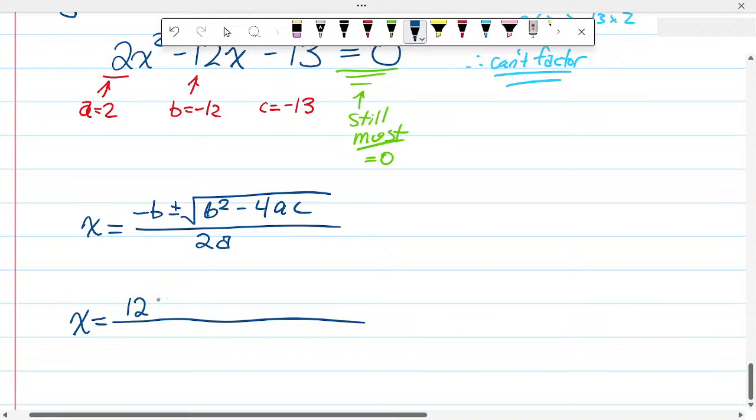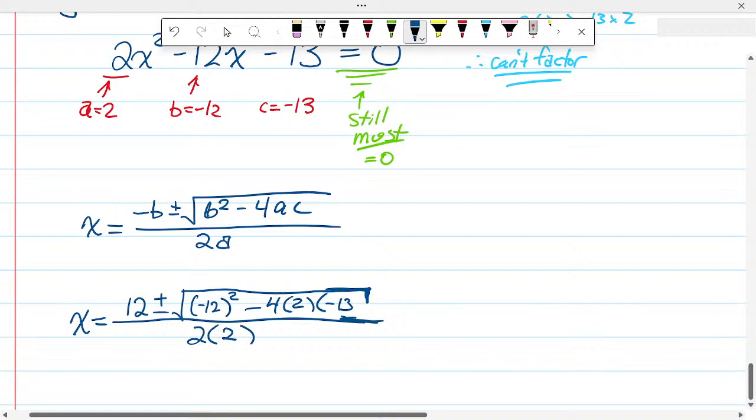Good. Then what do we put here? Plus or minus. And then we put the square root. And then what goes under here? What's b? Negative 12. What are we doing with it? Square it. And then we're doing what? Minus 4. And then what are we putting in here? 2. And then in here, negative 13. And that's where the square root ends. That's also where the top of the fraction ends, right? And then what do we do on the bottom? All over 2 times 2.